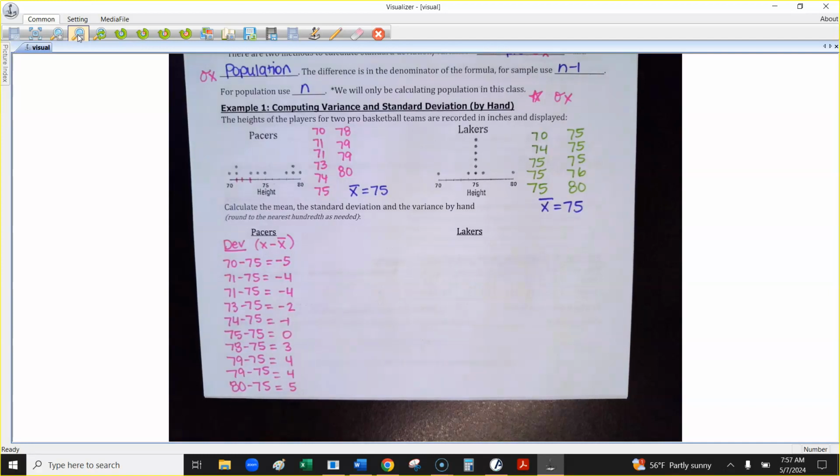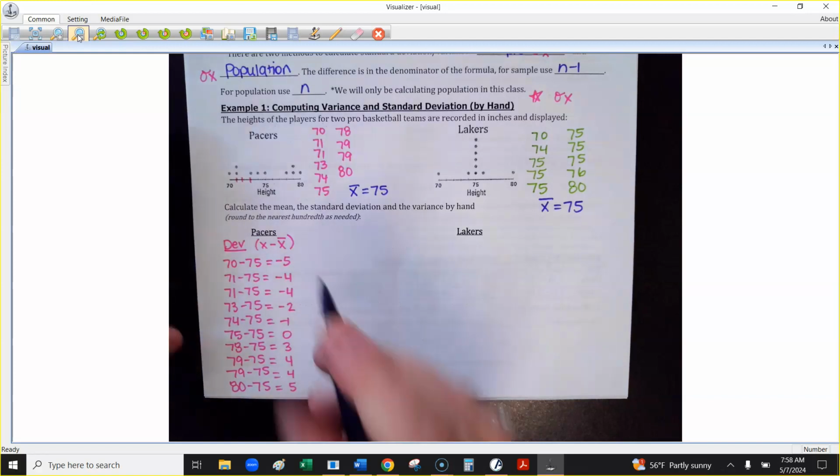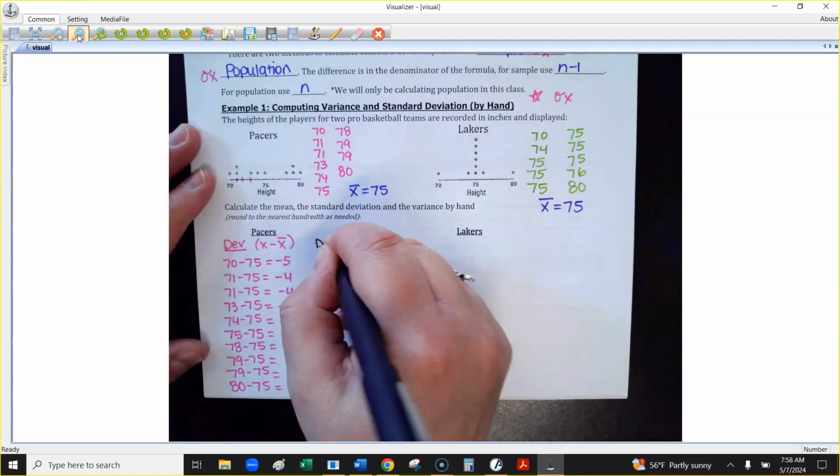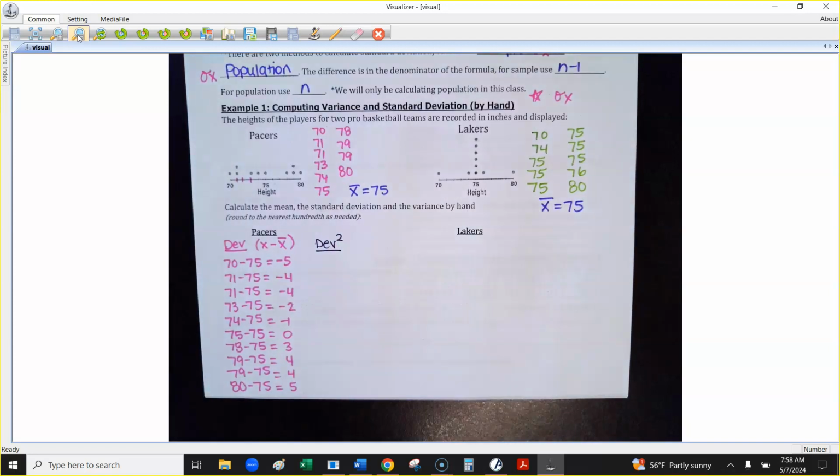All right, now, to calculate the variance and standard deviation, it's going to take one step. What you have to do is take the deviation and square it. The reason we're doing that is that when you square it, it cancels out the negative, because I'm multiplying a negative times a negative. So that's why you square the deviation.